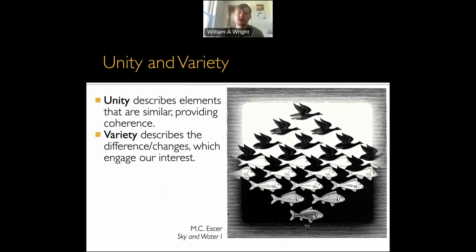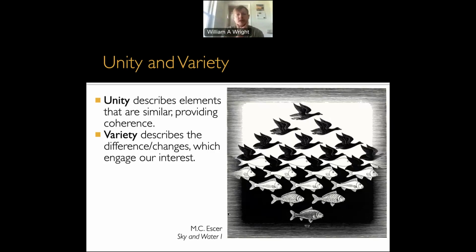I'm going to try to get all the way through this chapter in one part, but we'll see how long the video ends up. In any case, diving in to the principles, number one is unity and variety. Unity describes elements that are similar and provide coherence. They're the things that look the same, so you know they belong together in the composition. Variety describes the difference or changes which engage our interest. Contrast has its own definition later in the subject, but it's the same idea. Having contrast, having variety, just makes things more interesting.